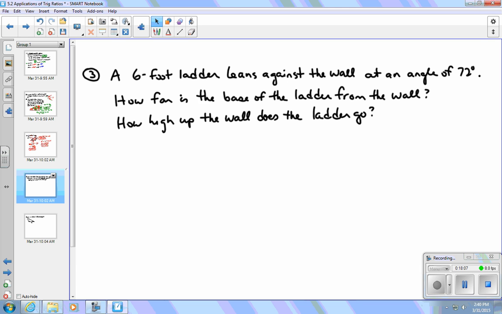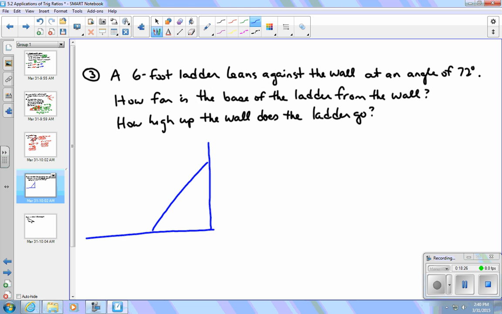We have a 6-foot ladder leaning against the wall at an angle of 72 degrees. So how far is the base of the ladder from the wall, and how high up the wall does the ladder go? So again, very helpful to draw a picture. Here's the ground, here's our wall, here's our 6-foot ladder. And we put a right angle there between the ground and the wall, recognizing that walls are perpendicular. And that's an assumption that we make.